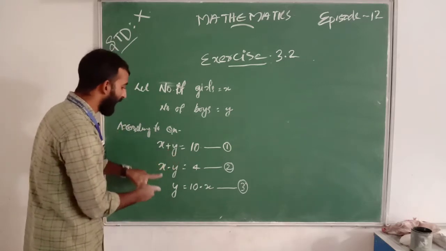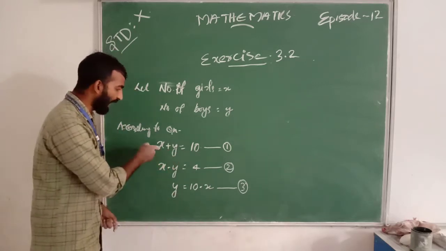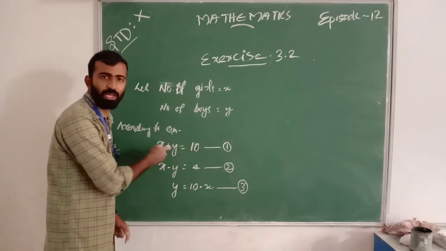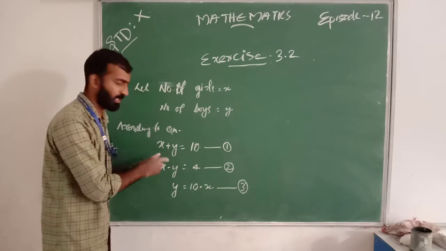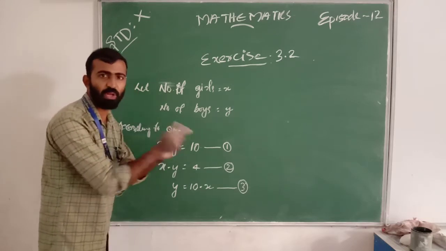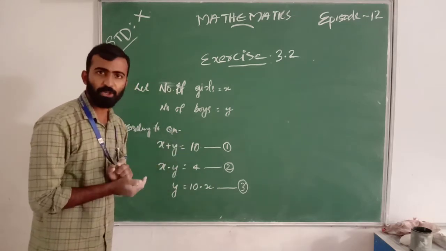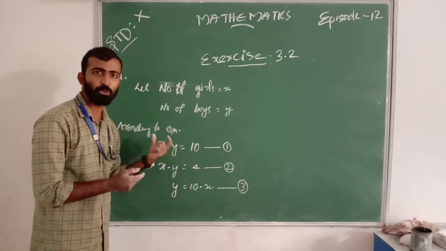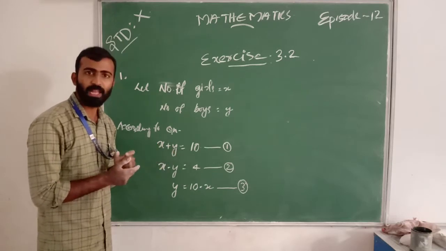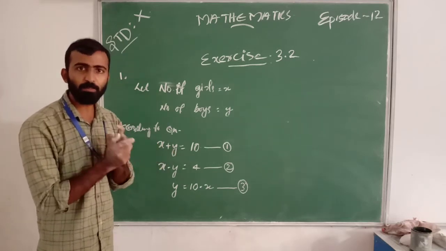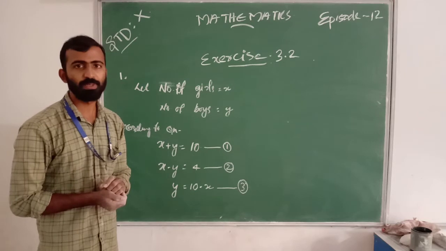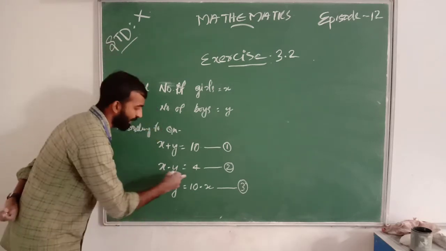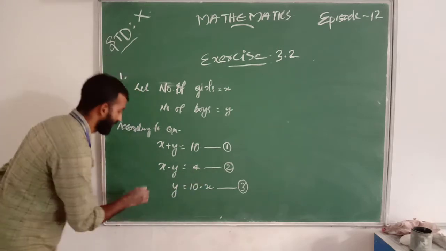Here I take y. You can also take x, then x equals 10 minus y. You can also write x equals 10 minus y. As you like, you take x, then you can write 10 minus y. And next, I rearrange equation number 2.